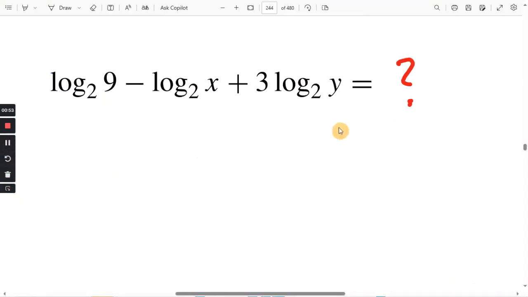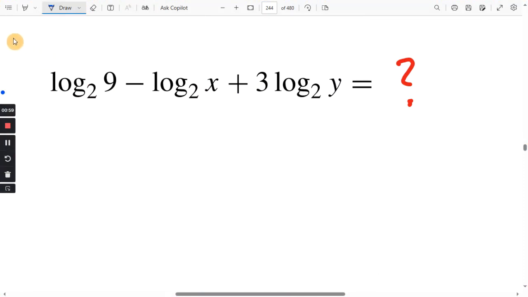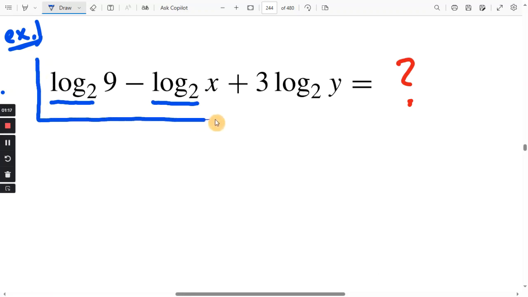All right, so how would we do something like this? Well, we are going to have to combine the properties here. This is just an example. We're going to have to combine these properties. We can see right here we have log base 2 and log base 2. So we can use the quotient property on just this section right here.